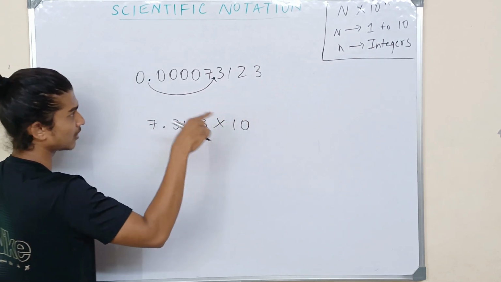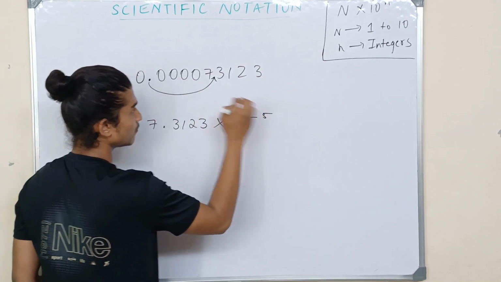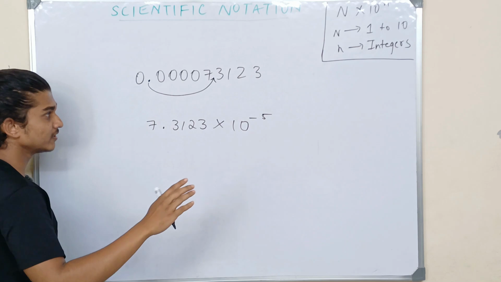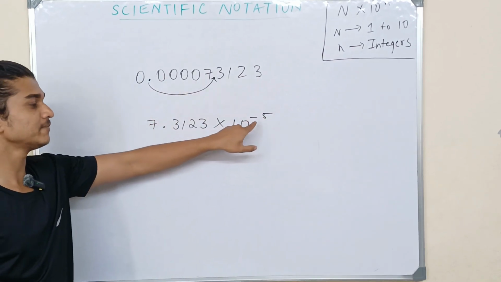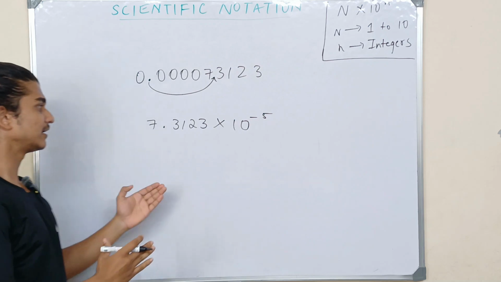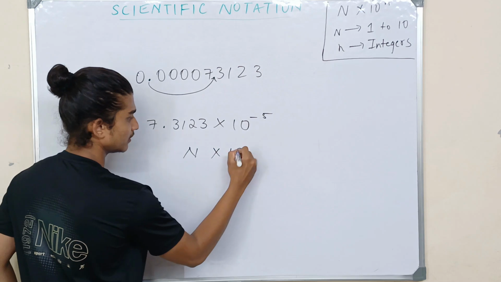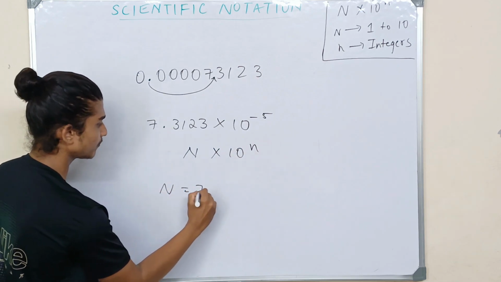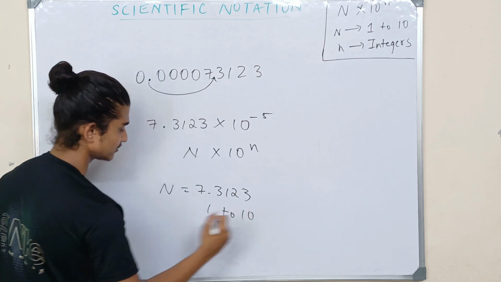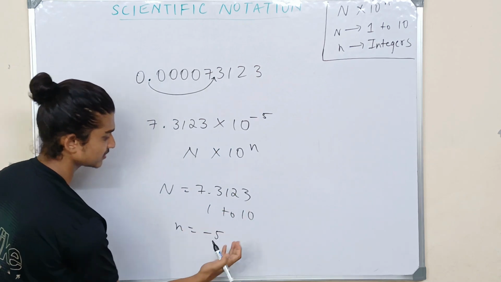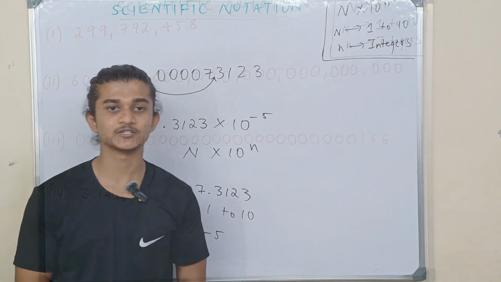And since I have moved the number across 1, 2, 3, 4, 5, I'm going to write minus 5 because I have moved the number towards the right. Remember, if you move towards the left, you're going to write plus, and if you move towards the right, you're going to write minus. So this is the basic rule, and let us see, does it obey the basic scientific notation or not? So this is the number 10 power n, and n is equal to 7.3123, which is absolutely between 1 to 10. So yes, and small n equal to minus 5, which is an integer. So this is how we're going to express numbers in the form of scientific notation.